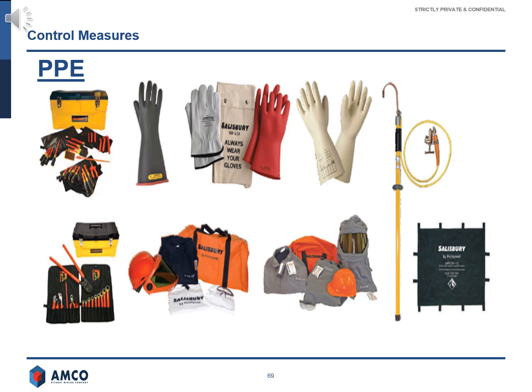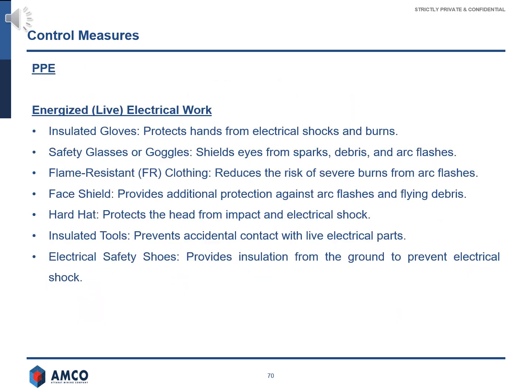PPE. Energized, live, electrical work. Insulated gloves protect hands from electrical shocks and burns. Safety glasses or goggles shield eyes from sparks, debris, and arc flashes. Flame-resistant, FR, clothing reduces the risk of severe burns from arc flashes. A face shield provides additional protection against arc flashes and flying debris. A hard hat protects the head from impact and electrical shock. Insulated tools prevent accidental contact with live electrical parts. Electrical safety shoes provide insulation from the ground to prevent electrical shock.